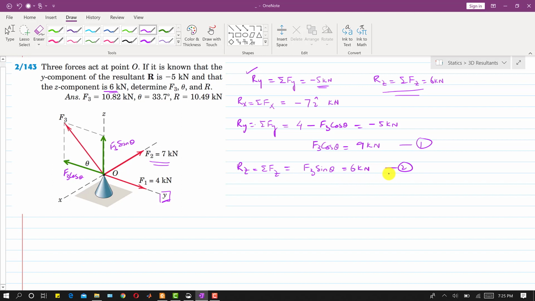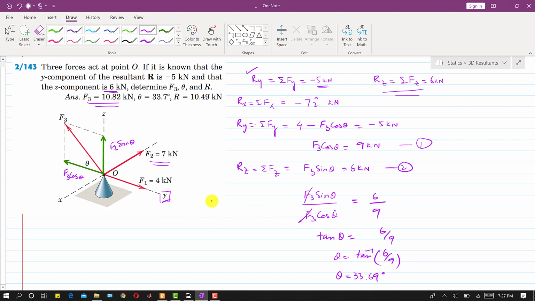Now if I divide equation number 2 by 1, this will be equal to F3 sine of theta divided by F3 cos of theta, which equals 6 kilonewton divided by 9 kilonewton. F3 will cancel out, and sine by cos is tan theta. So tan theta is equal to 6 divided by 9, and theta will be equal to tan inverse of 6 divided by 9. If I solve this, we get the required theta. So theta comes out to be 33.69 degrees, right?